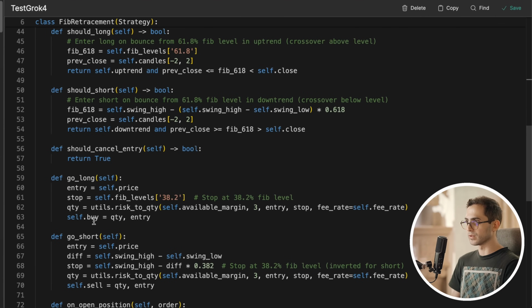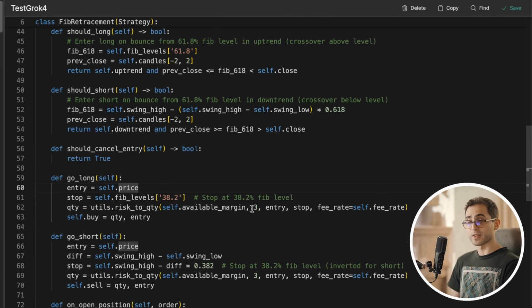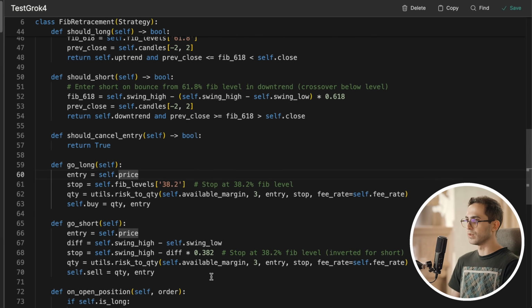It's using a market order. And here you can see the entry is the current price. The stop loss is set at the Fibonacci line of 38, which is this line. For quantity, it is risking 3% of the entire account. And for a short position, it's doing the opposite.